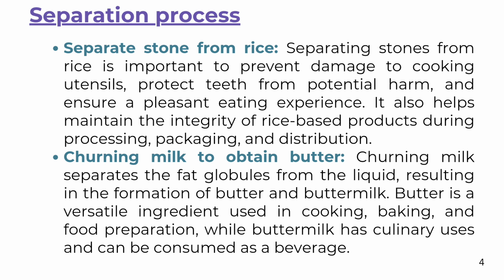It also helps maintain the integrity of rice-based products during processing, packaging, and distribution. Churning milk to obtain butter. Churning milk separates the fat globules from the liquid, resulting in the formation of butter and buttermilk. Butter is a versatile ingredient used in cooking, baking, and food preparation, while buttermilk has culinary uses and can be consumed as a beverage.